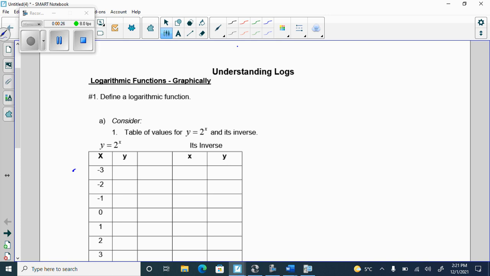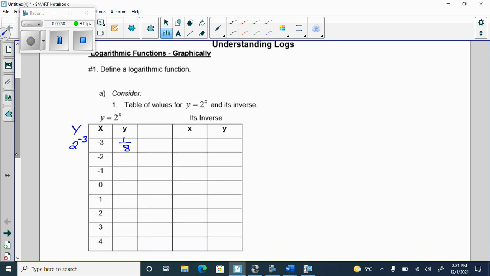So this would be 2 to the negative 3. That would be how I would get my y. 2 to the negative 3. 2 to the 3 is 8. 2 to the negative 3 is 1 over 8. Because remember, you can just drop it to the bottom. This would be 2 to the negative 2. 2 to the 2 is 4. 2 to the negative 2 is a quarter.